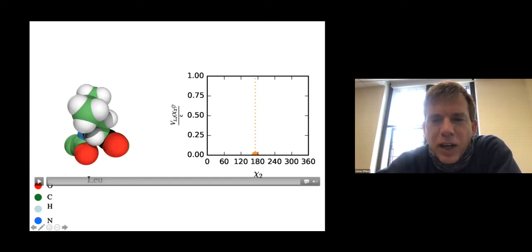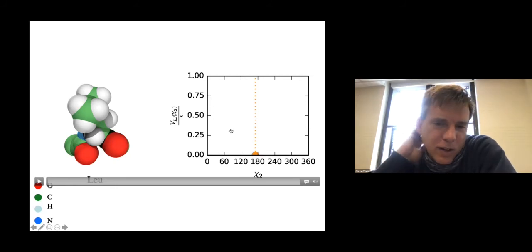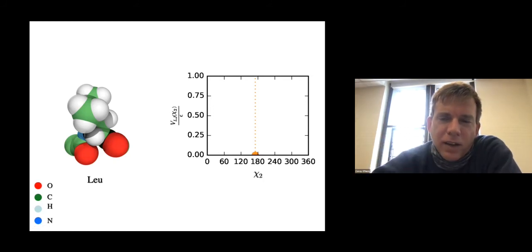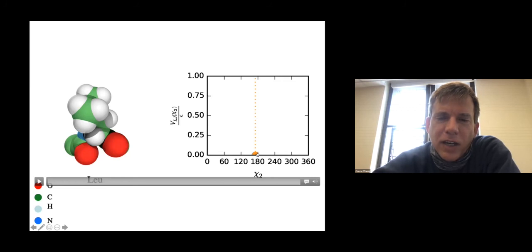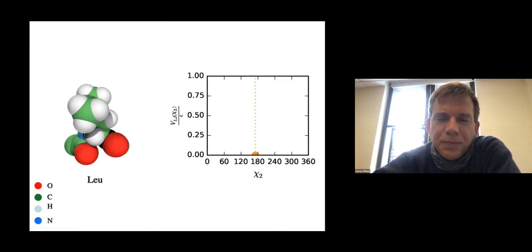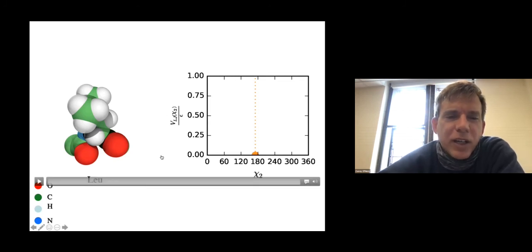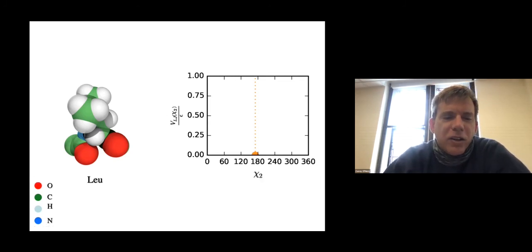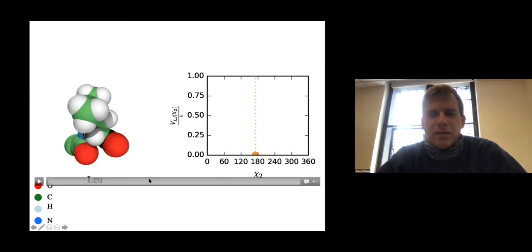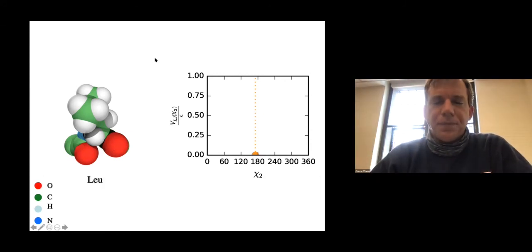Basically, as you sweep Chi2 from 0 to 360 degrees, the energy is going to fluctuate up and down. It turns out that the 180-degree conformation of Chi2 is the lowest energy structure, and that's where we're going to predict that this particular side chain dihedral angle should be placed.